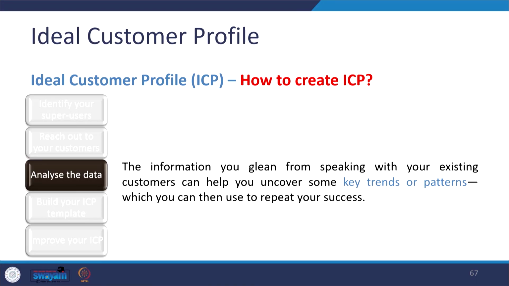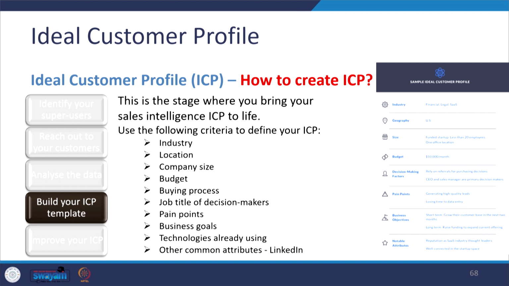As I said, you identified your super users, narrowed down to let's say 8 or 10 companies, and you collected data. You asked them several questions. You have the data. Now analyze the data. The information you glean from speaking with your existing customers can help you uncover some key trends and even patterns, which you can then use to repeat your success. And then coming to the next stage, that is build your ICP template.